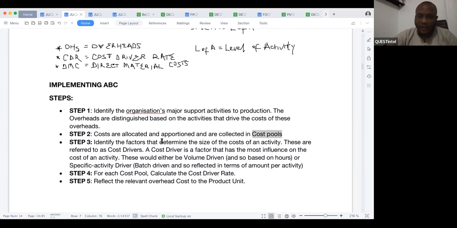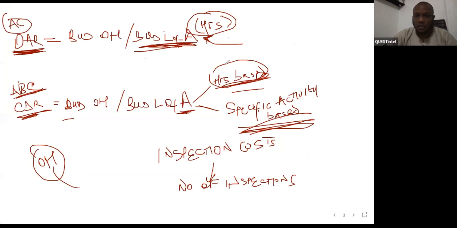Step 3 will be to identify the factors that determine the size of the cost of an activity. This is referred to as cost drivers. So we identify our cost drivers. A cost driver is a factor that has the most influence on the cost of an activity. This could either be volume driven, which is hour based, also referred to as volume driven, or specific activity driven.